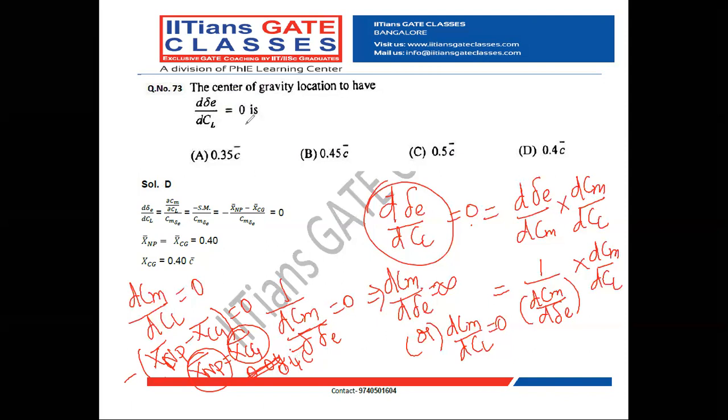I repeat again. In order to have d del E by dCl equal to 0, either elevator power should be infinity or dCm by dCl should be equal to 0. Since elevator power cannot become infinity, the only thing possible is dCm by dCl equal to 0. By using this condition, my CG location is same as the neutral point location. Neutral point location doesn't change with respect to alpha or Cm. It is a fixed point. So it is same as the aerodynamic center of the wing.